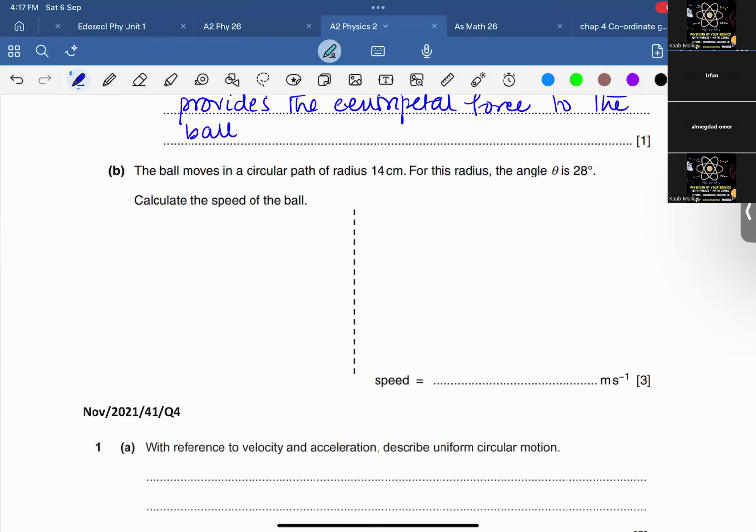The ball moves in a circular path of radius 14 centimeter. For this radius, the angle theta is 28. Calculate the speed of the ball. Which formula would you use? F equals mv squared by r, yeah? But we don't have the angle in that formula. You have to relate a formula that contains theta and r so that we will be able to find out the speed, right?